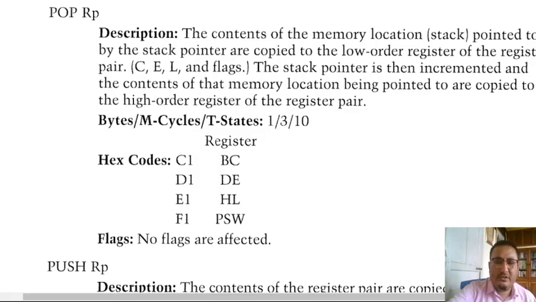So the content of the memory location pointed to by the stack pointer is copied onto the lower order register of the register pair, and the stack pointer is then incremented, and the content of the memory location now pointed to is copied onto the higher order register of the register pair. It requires 1 byte, 3 machine cycles, and 10 T states. The associated hex codes are given for your perusal. None of the flags are affected.